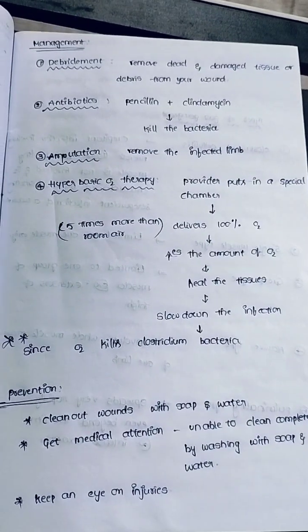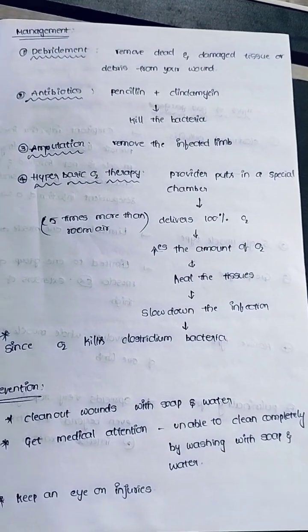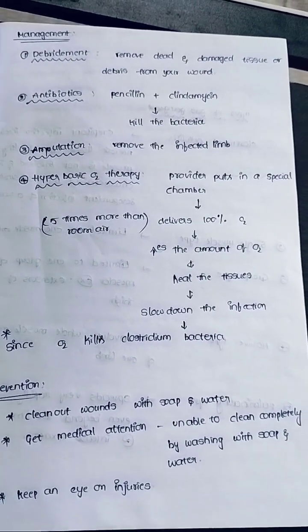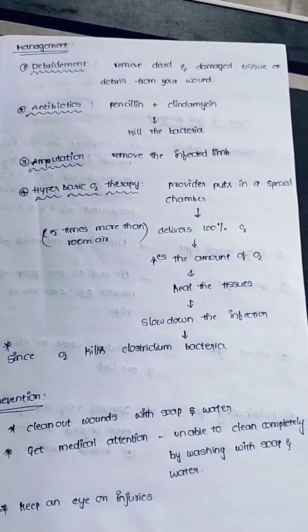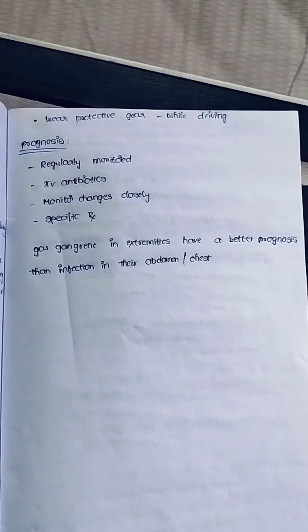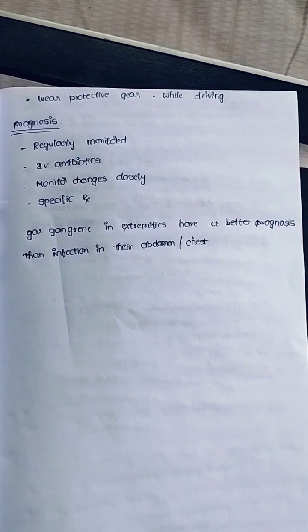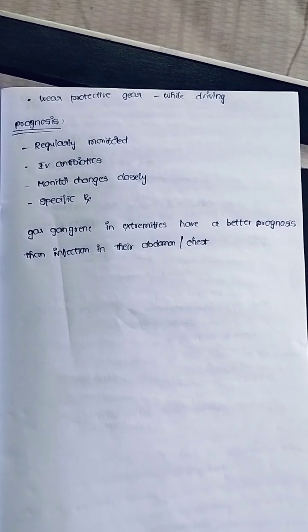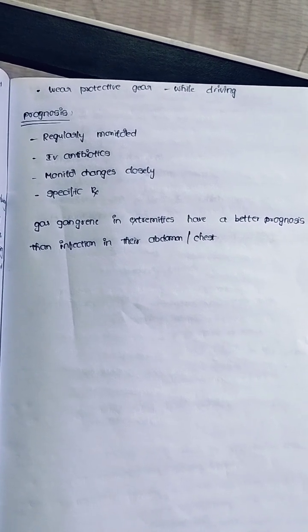How is it prevented? By cleaning out the wounds with soap and water, and medical attention should be sought when you are unable to clean completely by washing with soap and water, and keep an eye on injuries. Also wear protective wear while driving. The prognosis of gas gangrene is usually better with regular monitoring, and IV antibiotics are given while monitoring the changes closely. Once specific treatment is given, the prognosis is better.